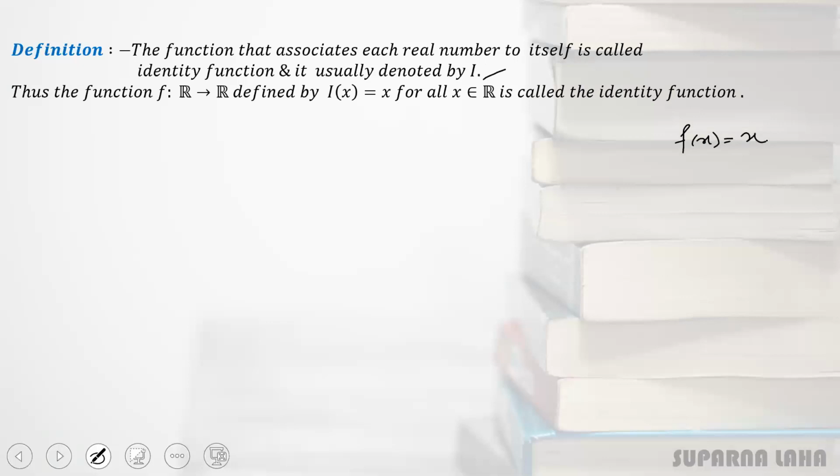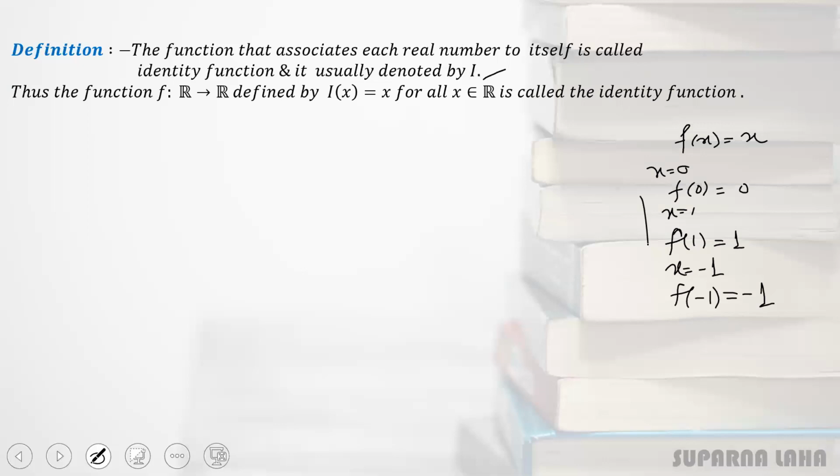Whatever value you need to take: if we take x as 0, then what is f of 0? It is 0. If we take x equal to 1, what is f of 1? It is 1. If we take x equal to minus 1, what is f of minus 1? This is minus 1 only.